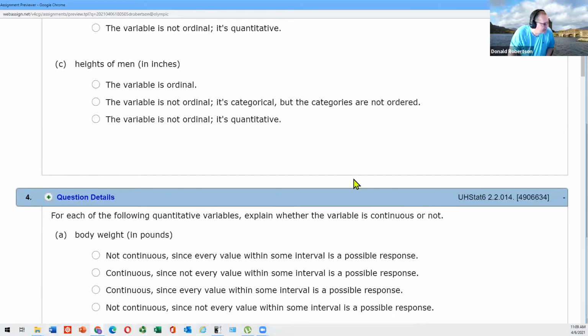The height of men, I would think that one is the third one. Would you agree it's quantitative? Is it continuous or not? I would say it's continuous, but it is in inches in the parentheses. So is that distinguishing? It's got to be 10, 11, 12, or could it be 10.3? I don't know. I just think that's the way that they're describing.